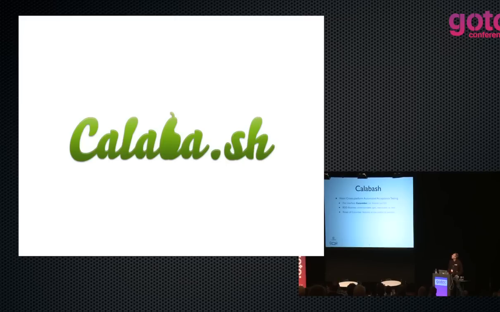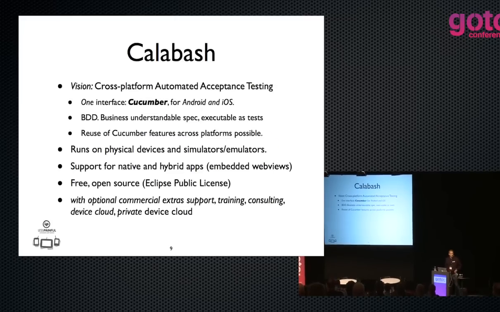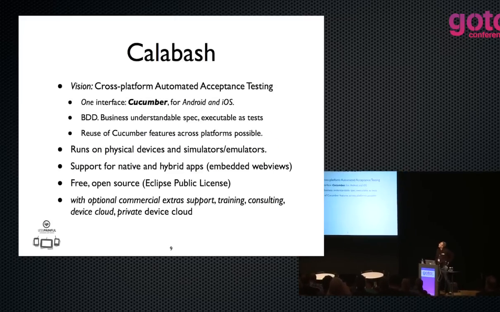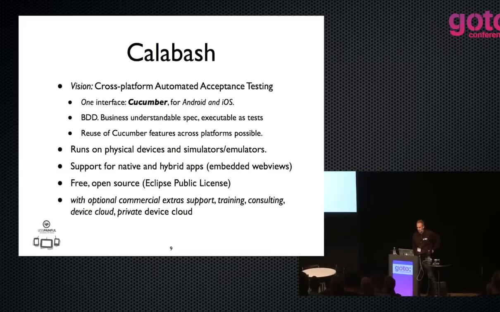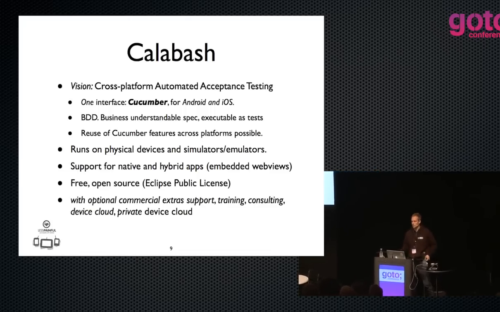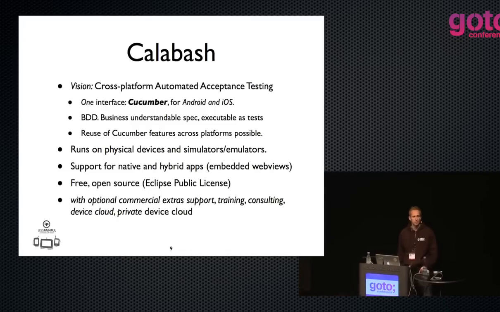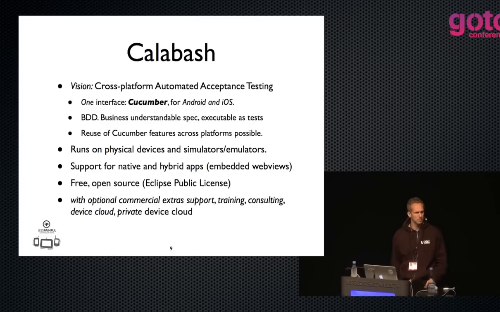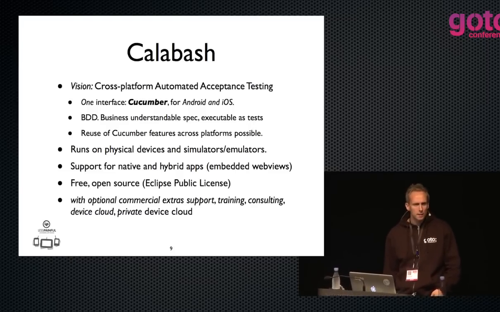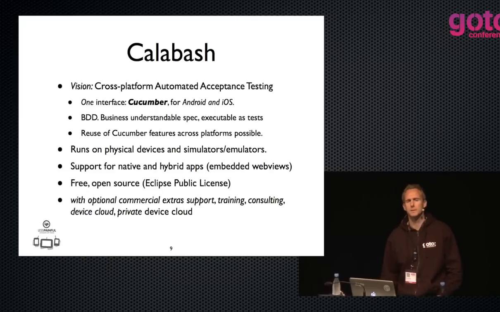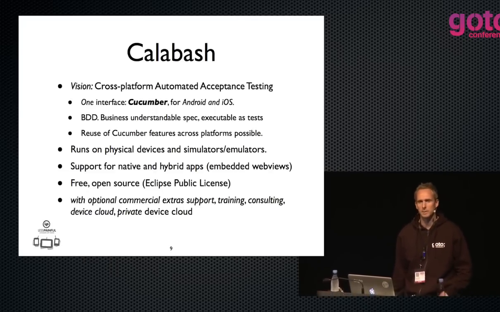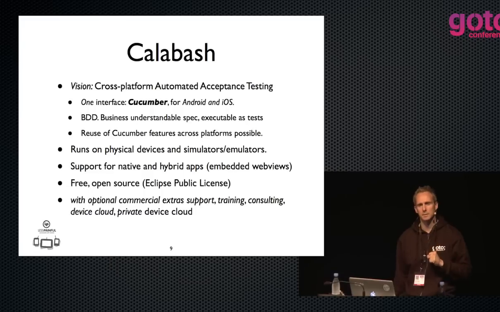So the vision for Calabash is to do cross-platform automated testing, automated acceptance testing, I should say. And the interface you get to Calabash is a technology called Cucumber. How many know Cucumber already? About a third. Okay, so I'll introduce it by example in a minute. It's an extremely simple technology, but it gets us this property of having the description of what the app should do at the same time be an executable specification.